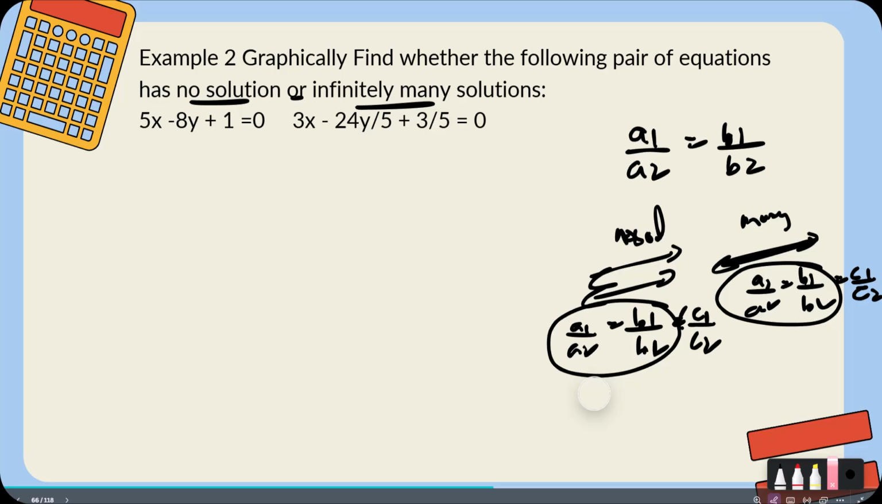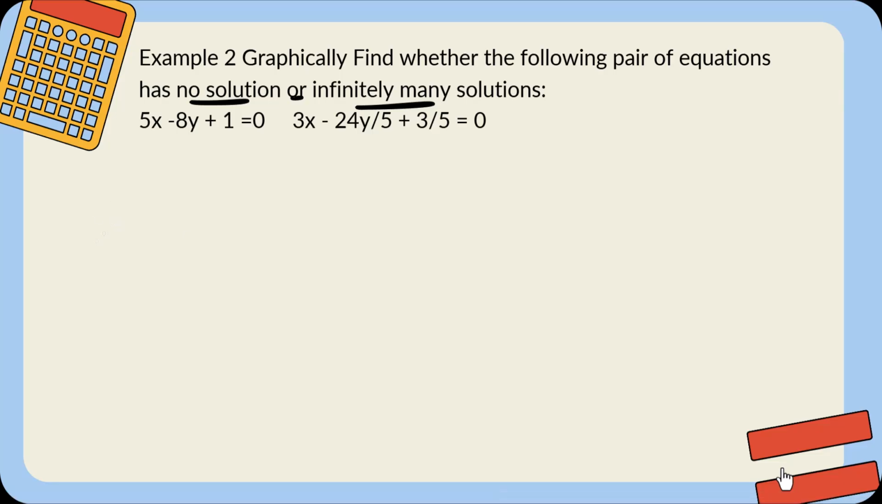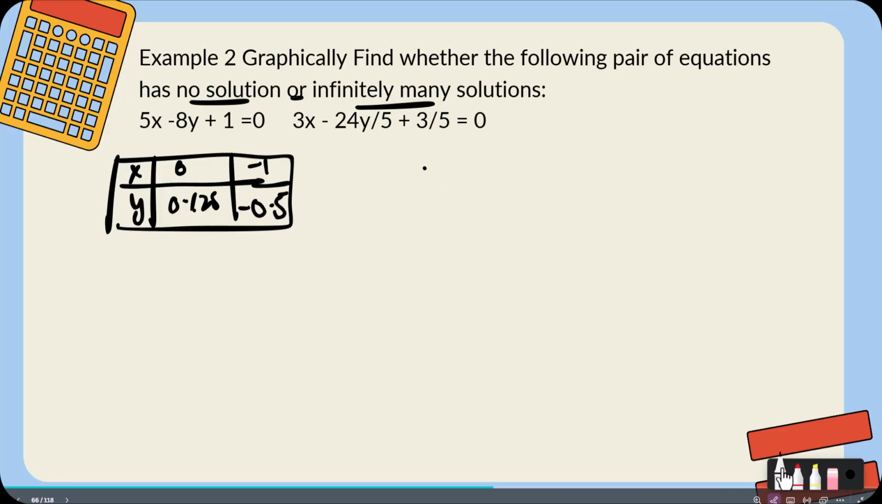So let's see what the graph is. We have 5x - 8y. So let's draw the graph. How do we draw the graph? We'll draw the table. Put x = 0. What is y? If I put x = 0, it will become 0.125. If I put x = -1, it will be -0.5. You can try it out. Divide and check.